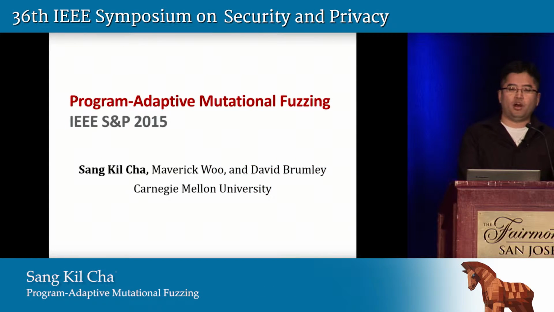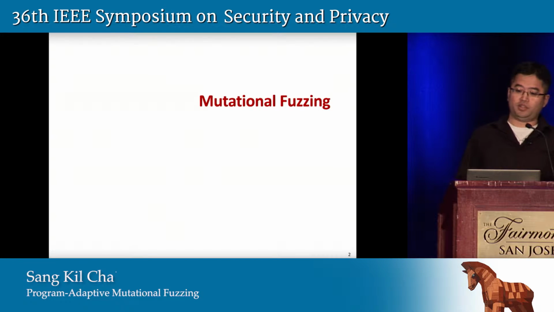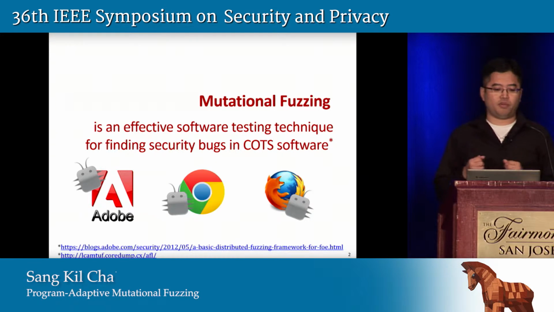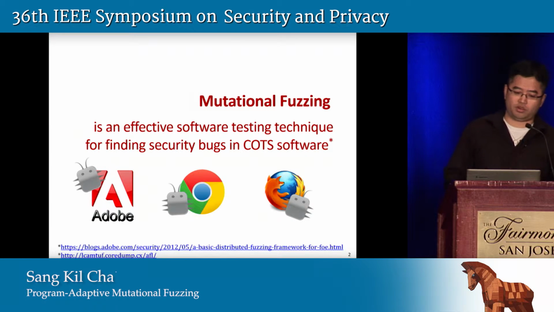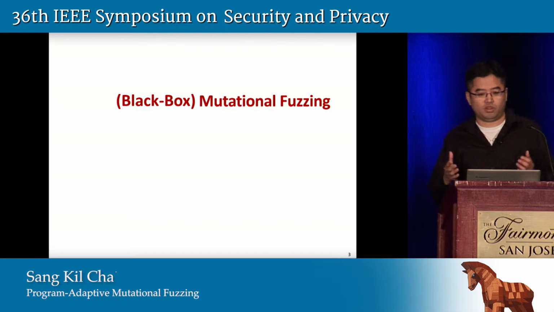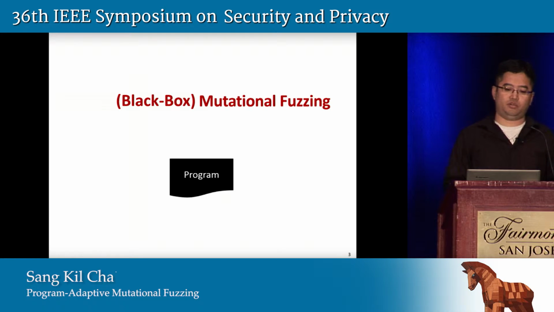Today, I'm going to talk about my research about mutational fuzzing. Mutational fuzzing is an effective software testing technique for finding security bugs in COTS software, such as follows. We often call this technique black box mutational fuzzing because we consider the program as a black box, which means we do not look at the internals of the program.